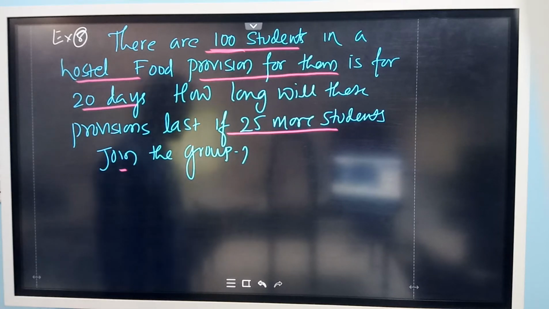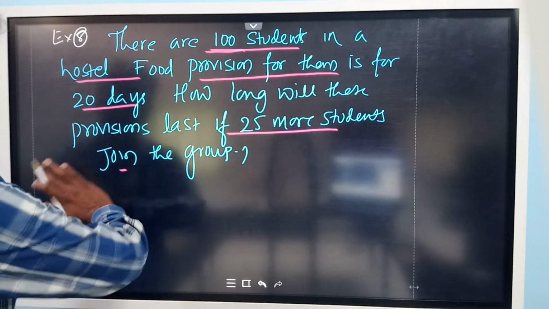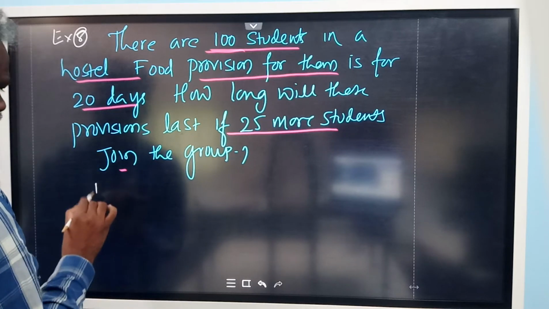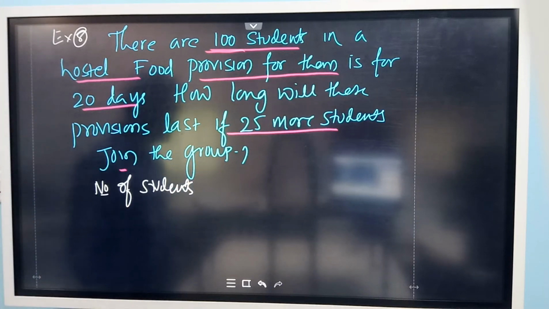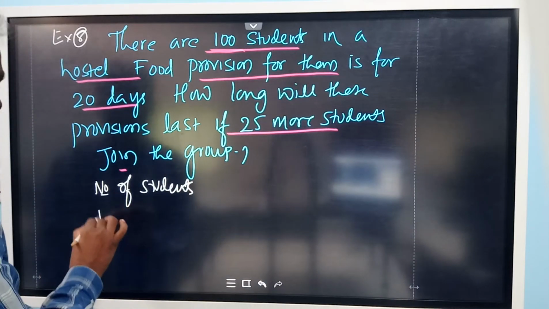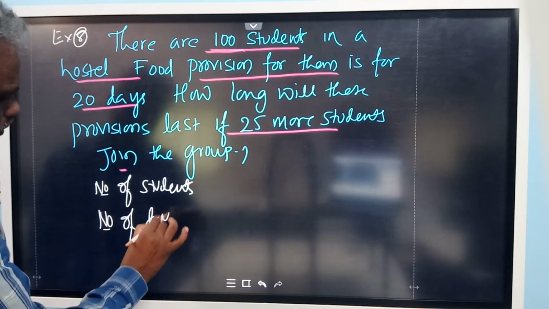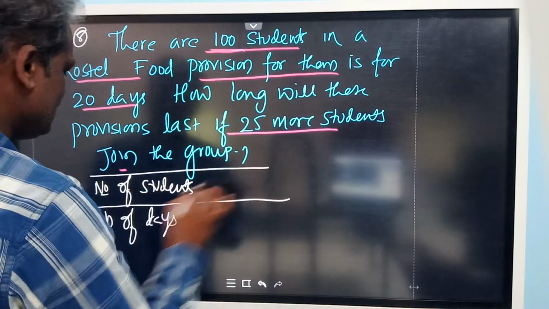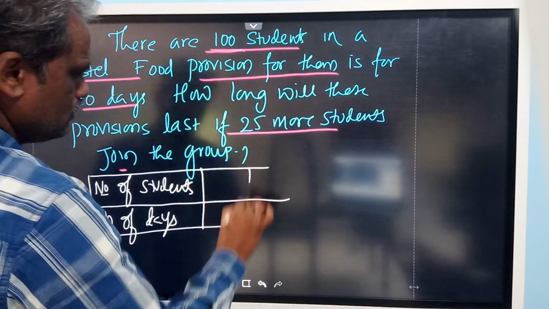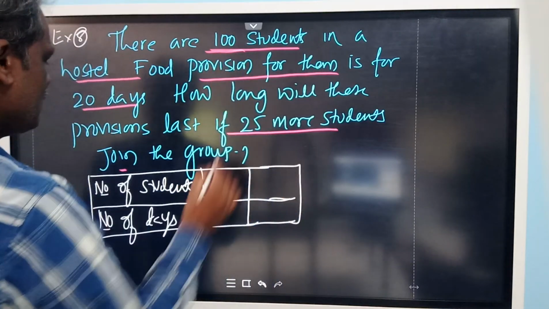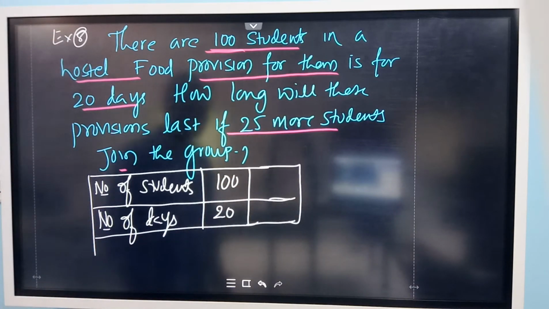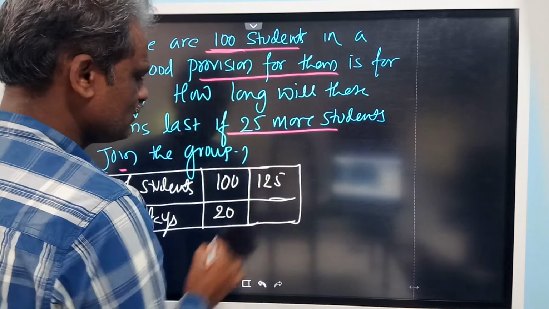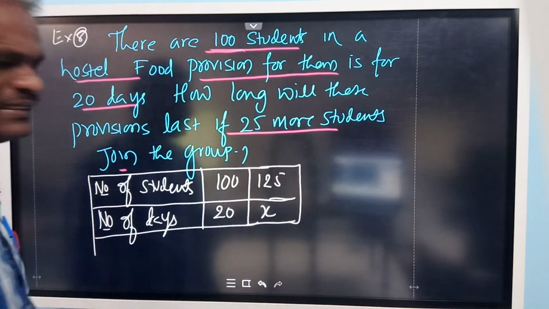So let us write the table here, number of students in the first row. Then another one is number of days, you can write in the second row. So you can make a table like this. Here it is given, if 100 students are there, the food provision will last for 20 days. If 25 more students join the group, it becomes 125 students. And then you write it is X days.